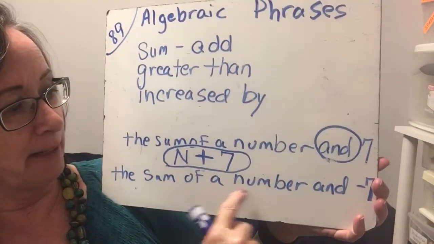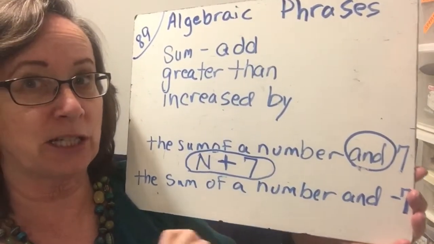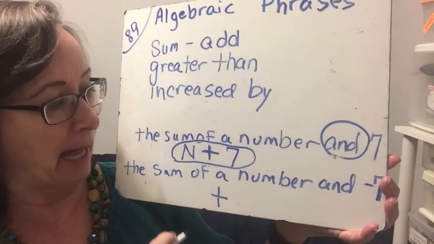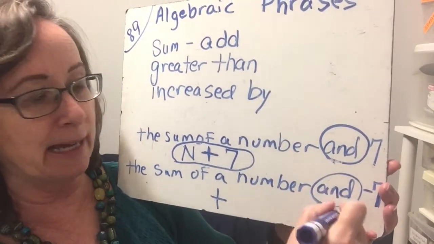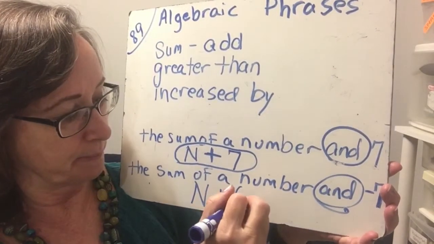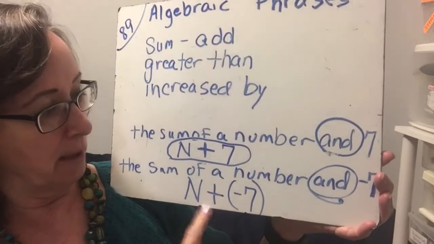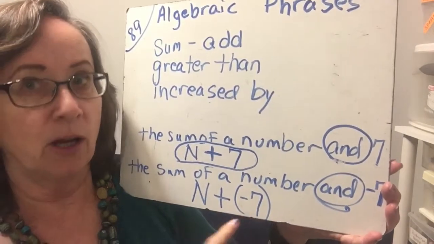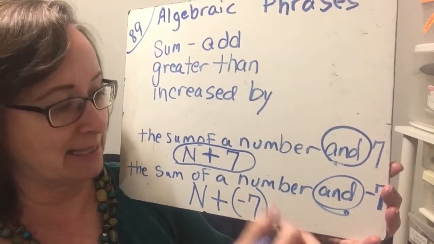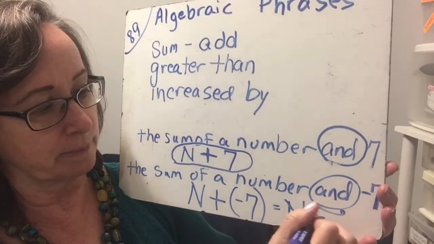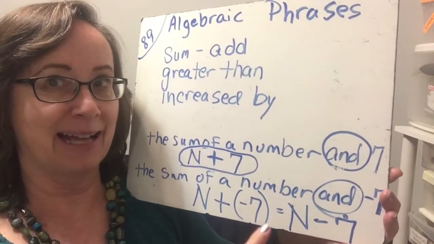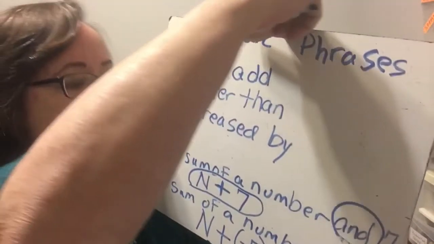The sum of a number and -7. Well, that's just another way of subtracting, but we're going to write it as a sum. The sum means plus of a number, and then the and is where the plus sign will go, -7. So this would be a sum of a number and -7, which we know that we can simplify to n minus 7. Okay, so in a little bit we'll talk about difference. We could also write this as the difference of a number and 7. So we'll do that one in a minute.